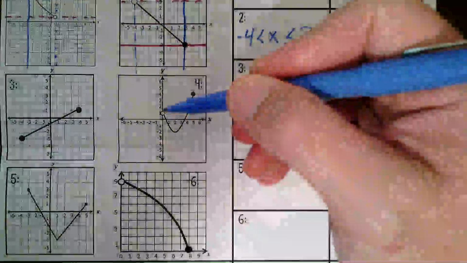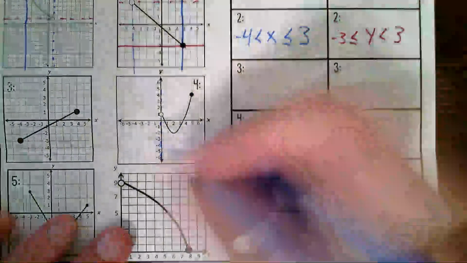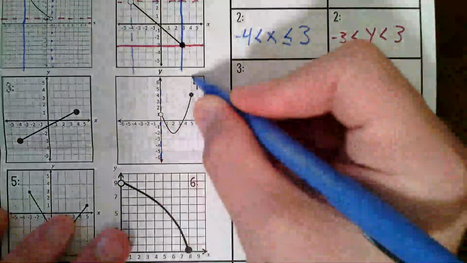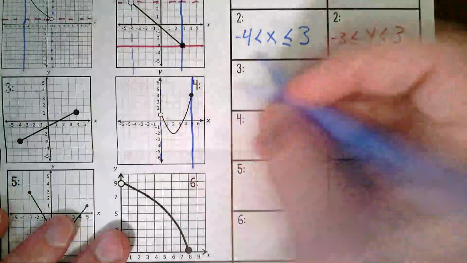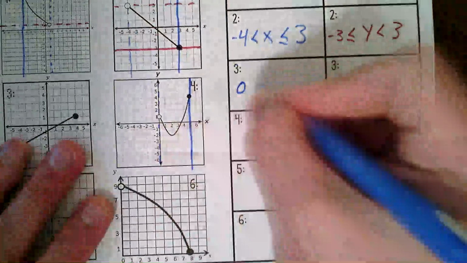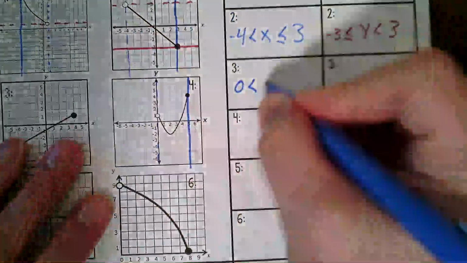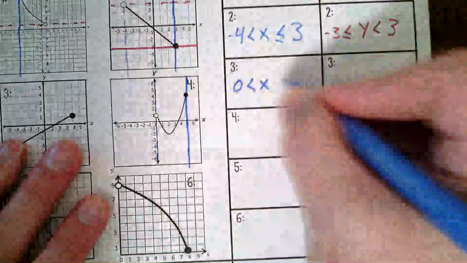Here's my open circle. I'm going to go ahead and make dotted lines going up and down. And here's my furthest value to the right. It's a solid, so I'm going to make a solid line. So here, my smallest x value is 0, and it's not included, so it's less than x. And then my furthest value to the right is 5, and that is included.